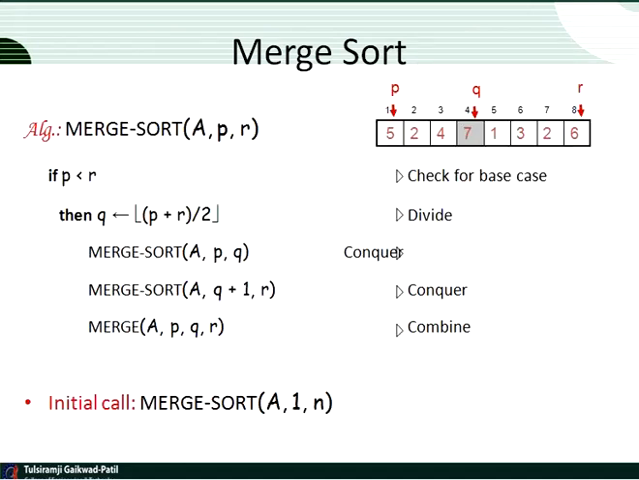I will explain this with a diagrammatic example. Merge sort on A, P, and R, with the list given as 5, 2, 4, 7, 1, 3, 2, 6. Firstly, divide the list into two parts. If P is less than R, then Q is equal to (P plus R) by 2. Merge sort A, P, Q; merge sort A, Q plus 1, R; and then merge A, P, Q, R. Initially, the call is merge sort A, 1, n. How does it work?